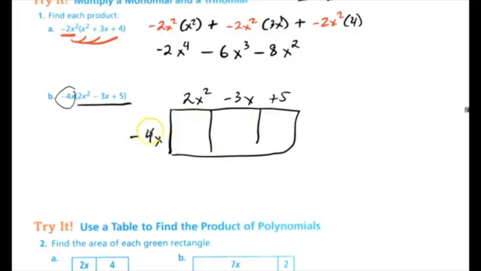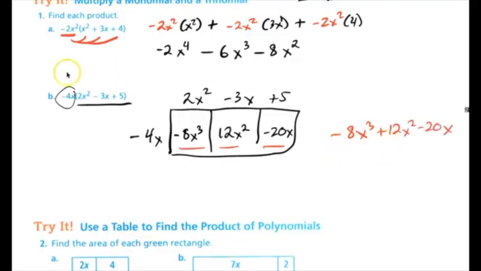So for this first one here, negative 4 times 2 is negative 8, and then x to the 1 times x squared, we add the number of x's we have. We should get negative 8x cubed. Same thing over here. Negative 4 times negative 3 is 12, and then we have 2 x's. And here we're going to get negative 20x. All these are different, so we're just going to rewrite it. We get negative 8x cubed plus 12x squared minus 20x. So that's another way of doing it. You could distribute, or you could do the area model. You get the same answer either way.